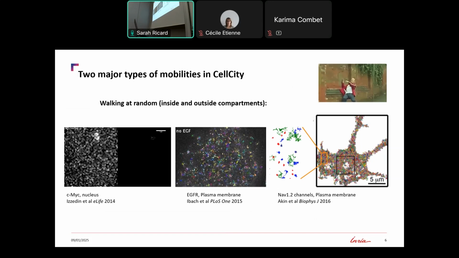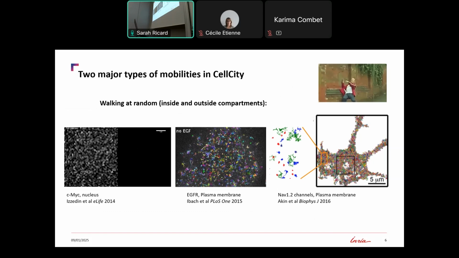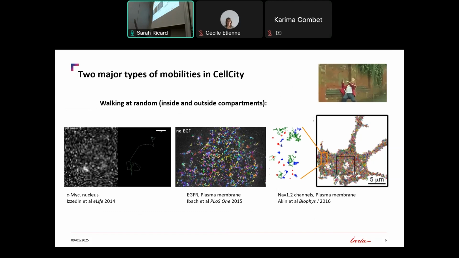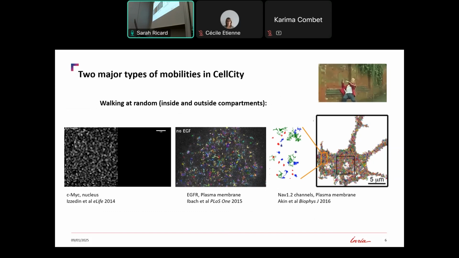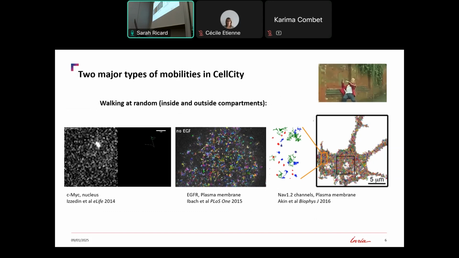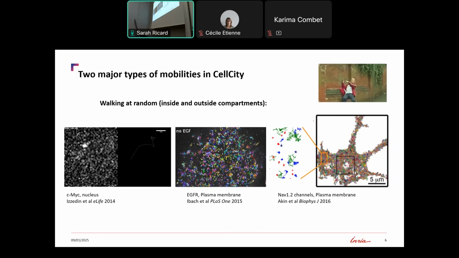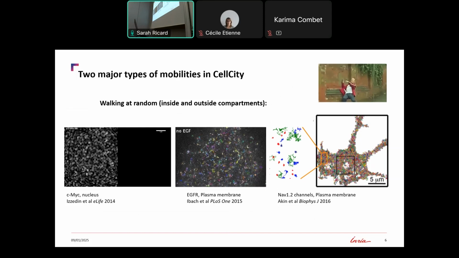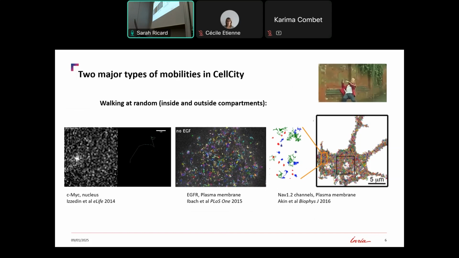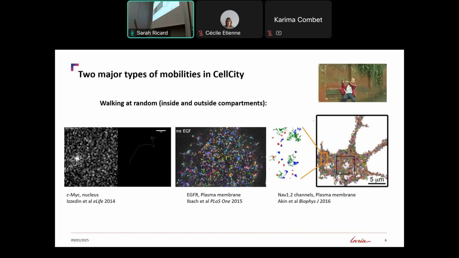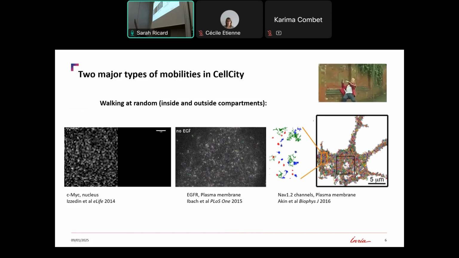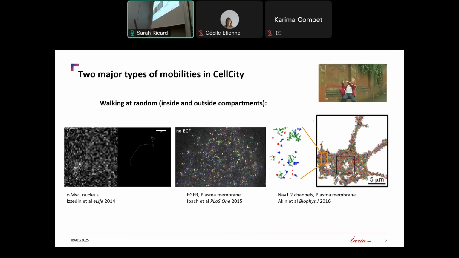You have the same thing here, but this time with several individual trajectories, for a receptor, the EGF receptor on the plasma membrane. It's not easy to see, but again, you see random movement, so random walking. Of course, you are all familiar with probabilities and statistics. It's not because it's random that it's always the same. Randomness comes with distributions, and distributions come with parameters. And of course, you can have different motions, different parameters.